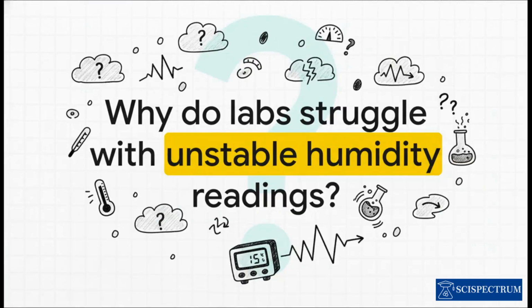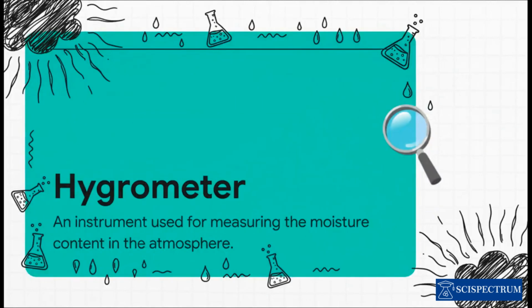Okay, so let's just jump right in with a problem I know so many people have run into. Why is it that labs are constantly struggling with unstable or just plain unreliable humidity readings, even when they're using modern digital instruments? Actually, before we get into the why, maybe we should back up for a second and cover the what. For anyone who might need a quick refresher, what exactly is a hygrometer and why is it so fundamental in a lab setting?